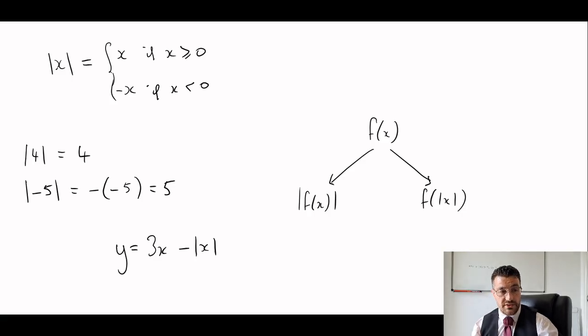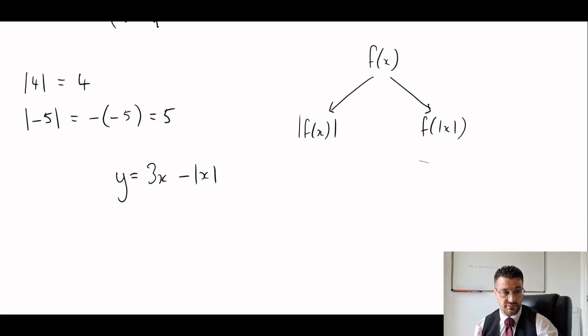Okay, this is not a transformation of the form modulus of f of x or f of the modulus of x. But if you understand these 2 basic transformations, then you can probably figure out what to do in this case, y equals 3x minus the modulus of x. We're not going to be looking specifically at that case in this video. We're going to be just looking at the 2 basic cases. So let's start with that first case. Right, so we've got the transformation f of x to modulus of f of x.